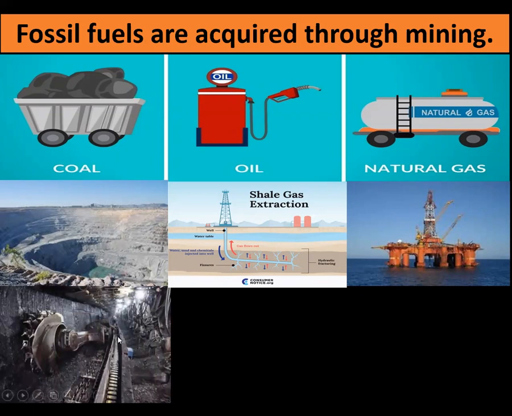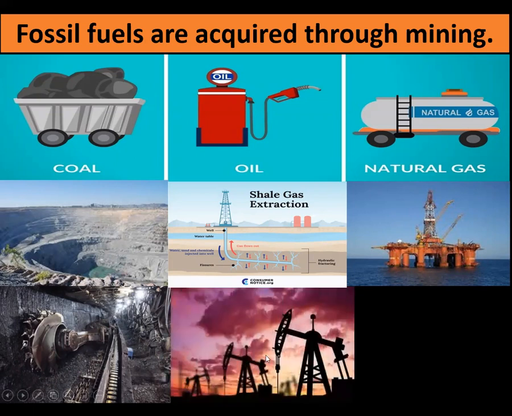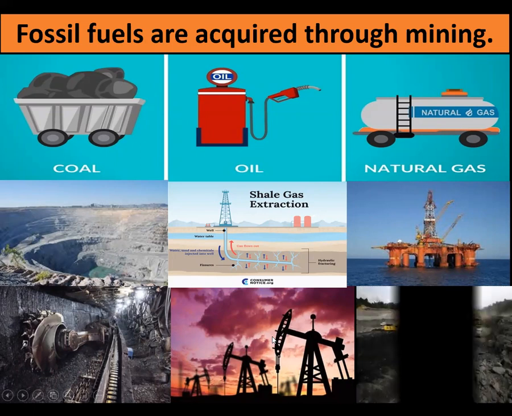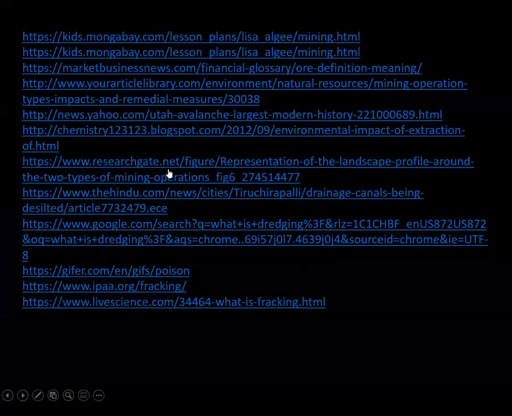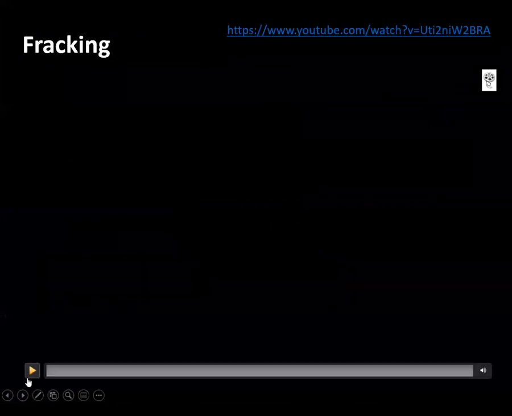Okay. Coal can also be extracted through underground mining using shafts and tunnels. Again, this one is how they extract the oil and also natural gas. So remember, all fossil fuels are acquired through mining, and among the three fossil fuels, natural gas is the cleanest, and many people believe that coal is the most polluting. Okay. Now let's watch a little bit of the fracking process right here.